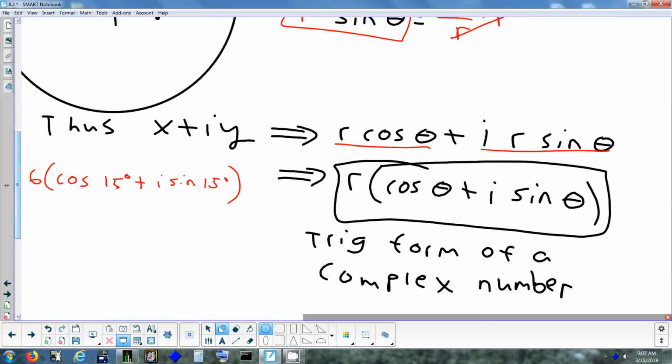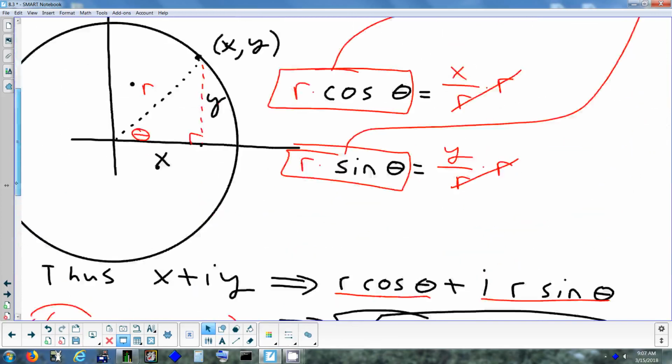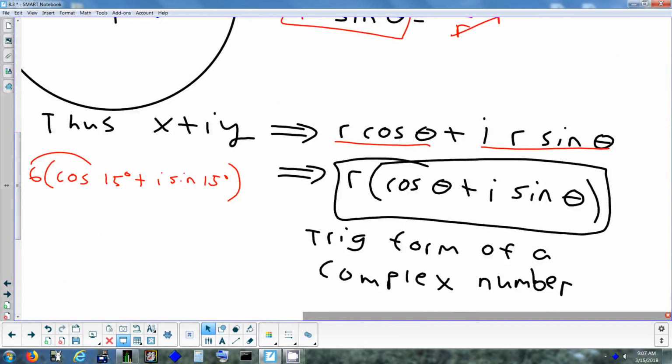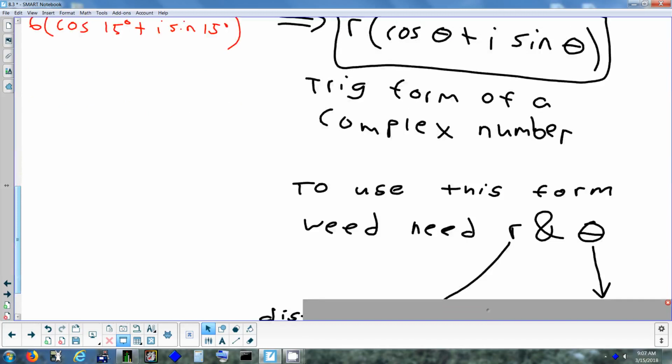You don't do anything with that. If you said, well, what if I took the cosine of 15 and multiplied by 6, and then took the sine of 15 and multiplied by 6, you would be changing it back to standard form. So if you stop here, you have it in trig form. If you do this out, then you're changing it back again, which usually we don't want to do. Sometimes changing it back is a good way to check your answer, but when they ask for something in trig form, you stop there.